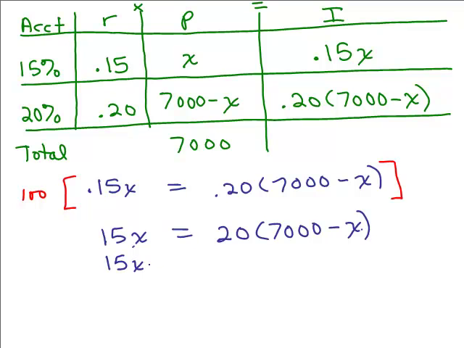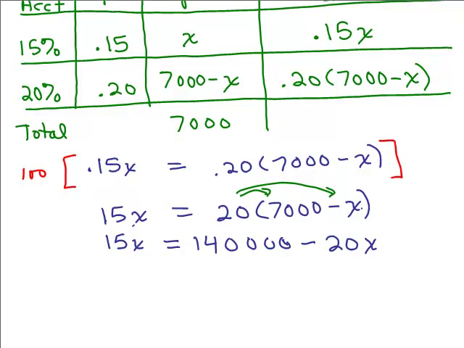So I have 15x equals, now I'm going to do the distributive property over here. So I'm going to multiply 20 times 7,000. So what's the easy way? I'm just going to do 2 times 7, which is 14, and then I'm going to put all the extra zeros there. There's 4 zeros. Okay, minus 20 times x will be just 20x.